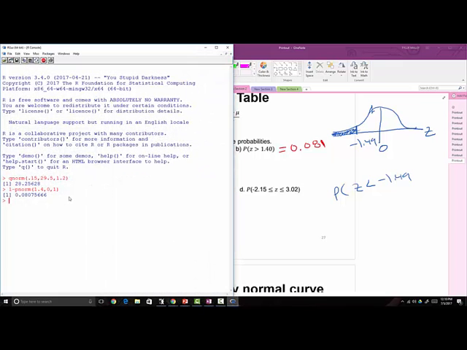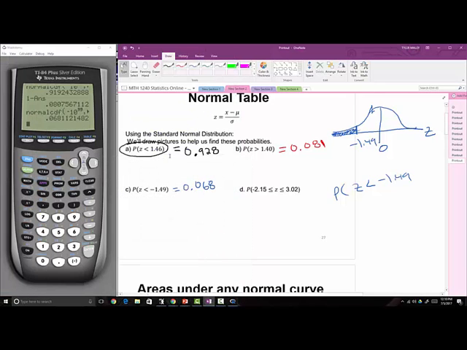And again, I could find that quickly with R also, right? So to do that, we would do pnorm negative 1.49, comma 0, comma 1, right? So mean of 0, standard deviation of 1, hit enter, and we get the same result, right? 0.068, right?